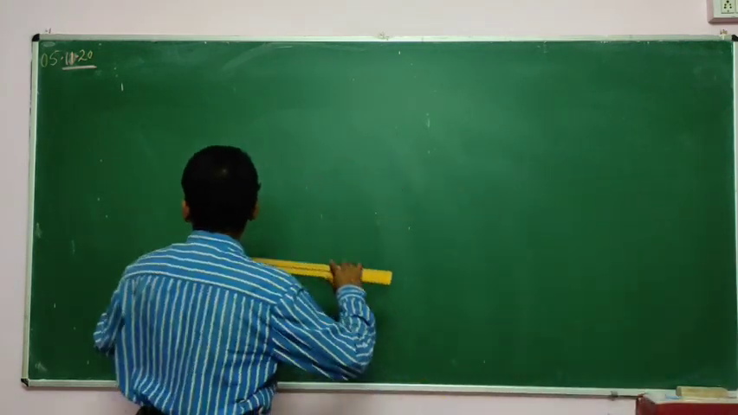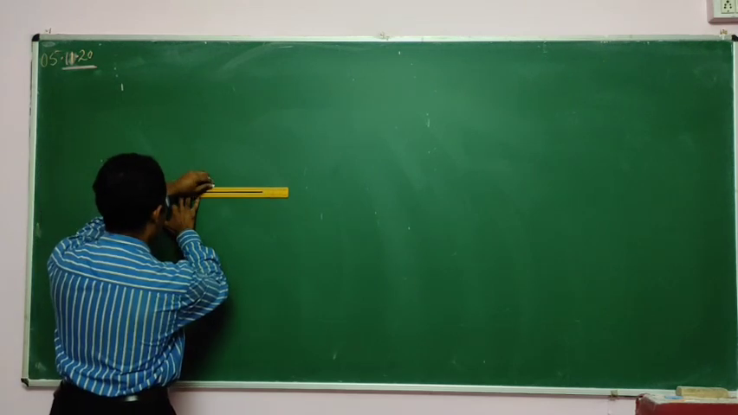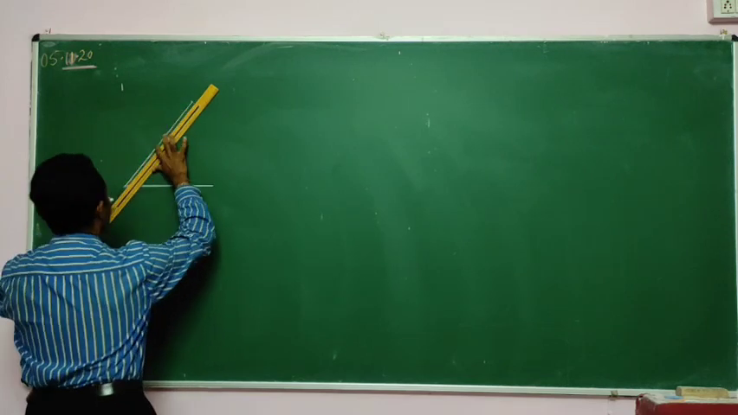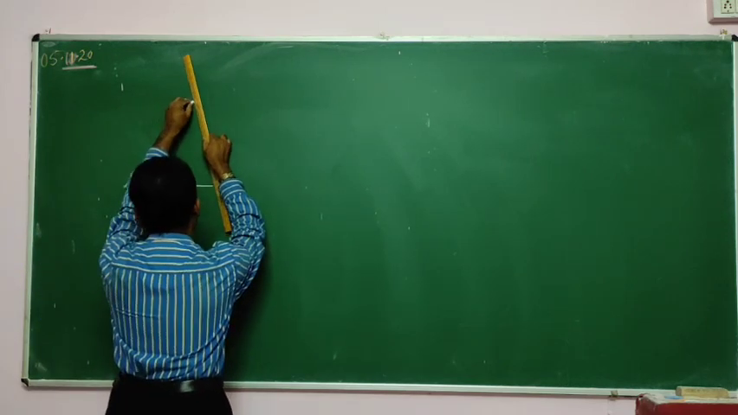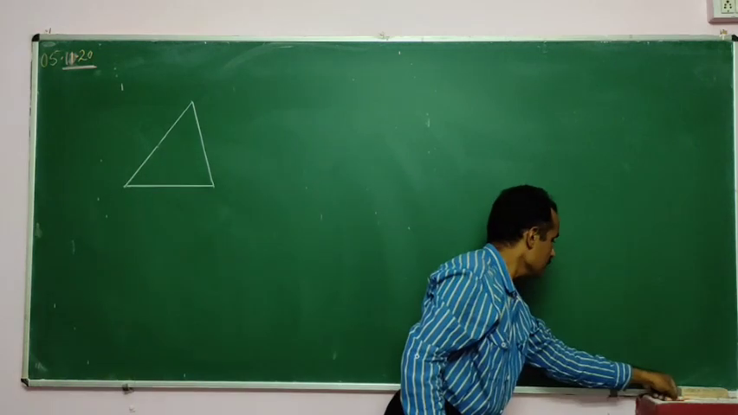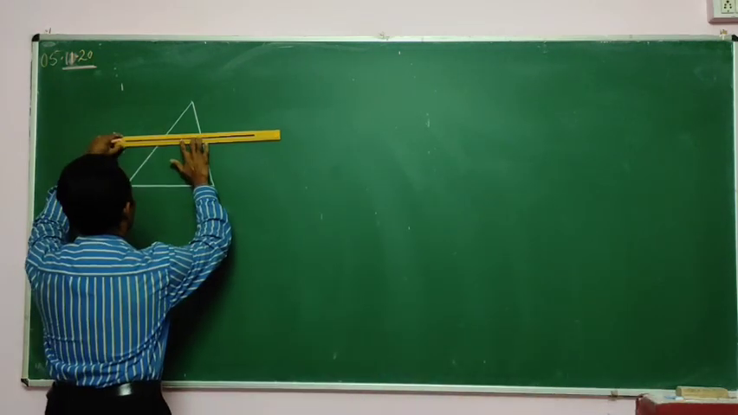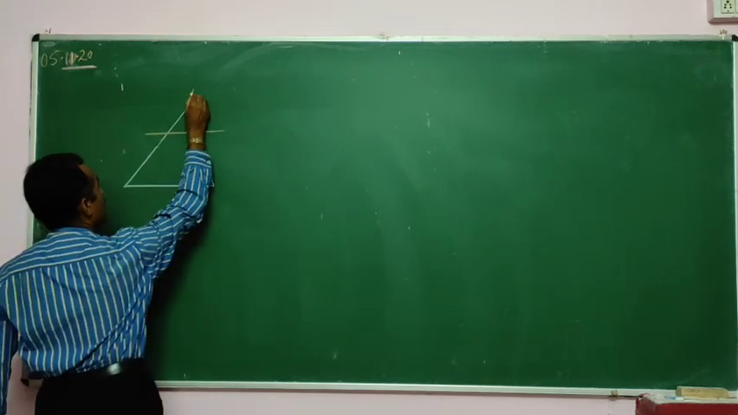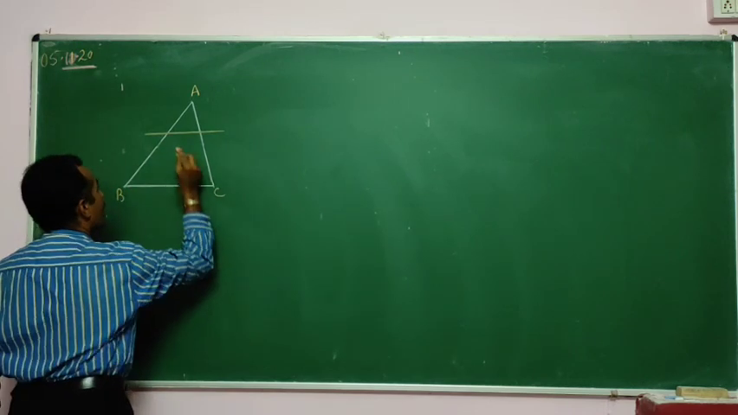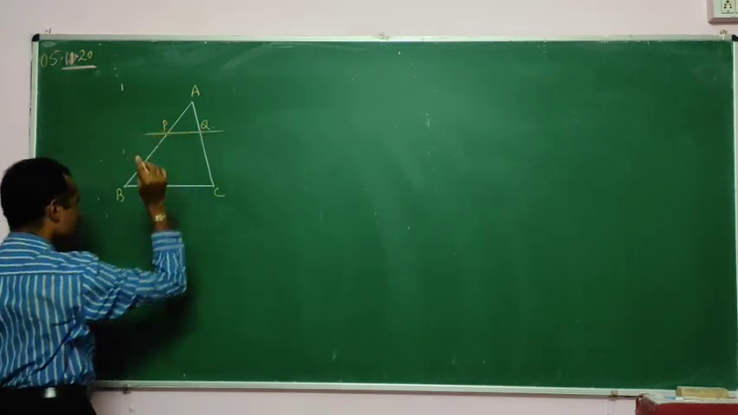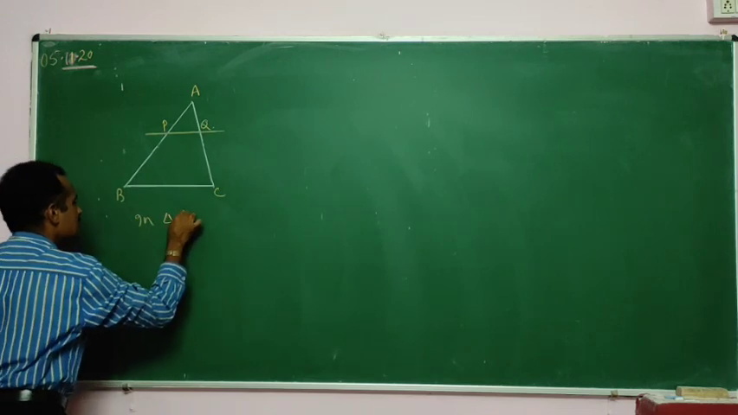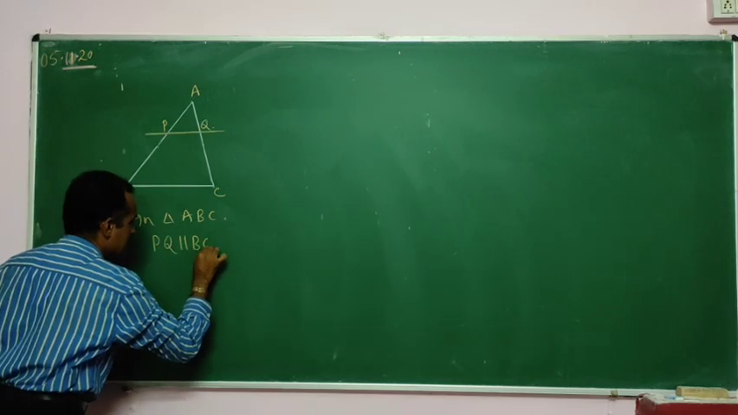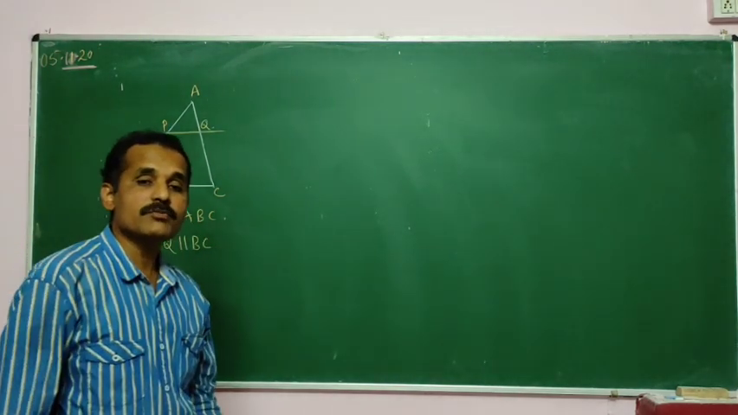Now, I have a small doubt. See here, this is a triangle, and I have drawn a line parallel to the base. I can call it ABC and PQ. I say in triangle ABC, PQ is parallel to BC.